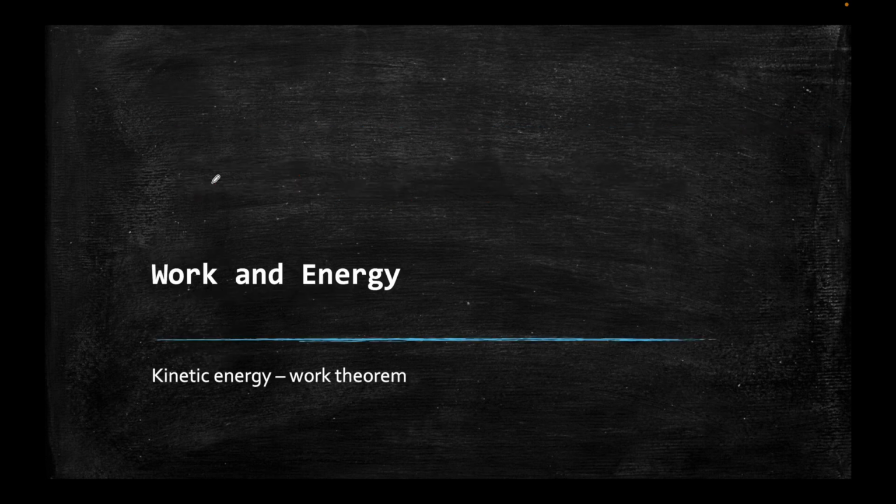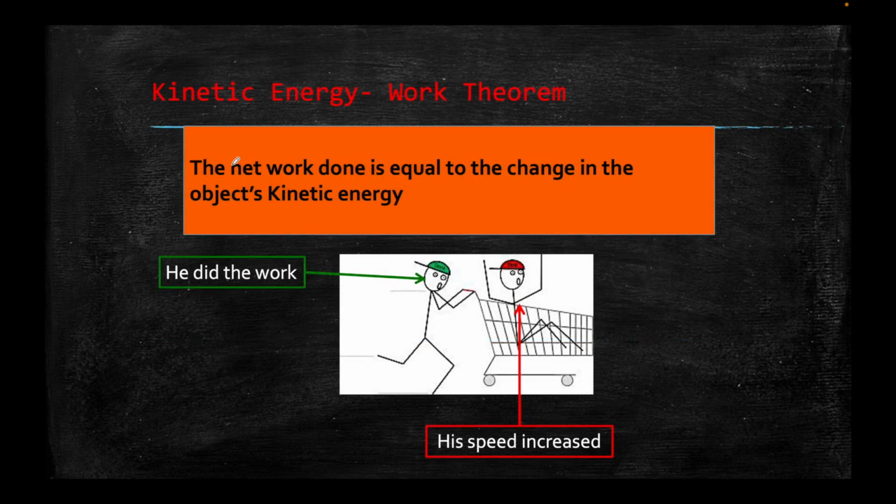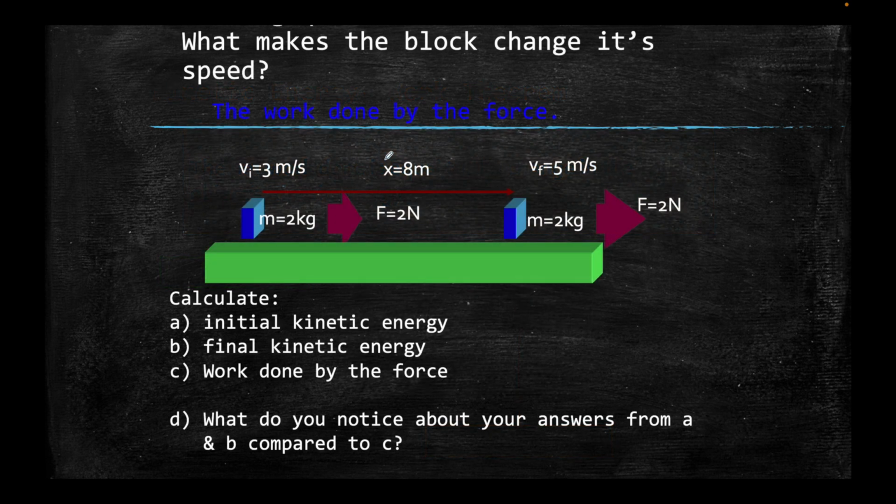So work and energy, we have the kinetic energy and work theorem. You will change your speed and you will do work to do that. So the net work is the change in kinetic energy. Of course, if I start pushing somebody faster, I will use some energy to do that, and he will be faster. He'll gain energy. So here is a work done. We have a starting speed. We have a final speed. We have a distance. The mass is obviously the same. It's the same block. The block is being pushed this way with a force of 2 newtons.